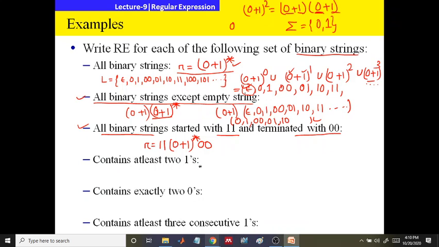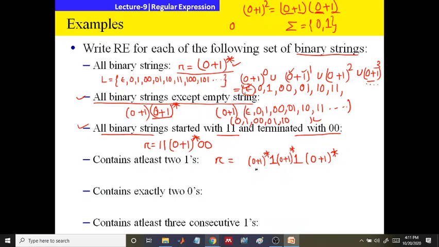Contains at least two ones. At least two ones means that. So what should be the regular expression for this one? 11. So at least two, minimum two. Okay, so before that, any number of zeros and ones, (0+1)*. In between that, any number of 0 and 1. And after that, any number of 0 and 1.